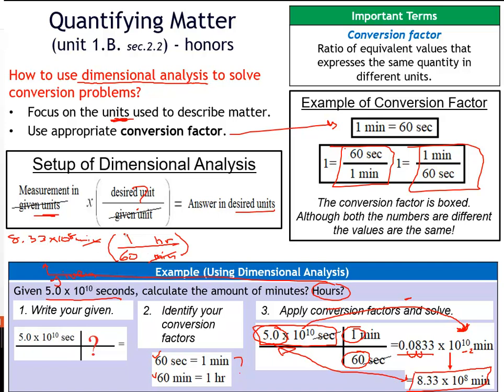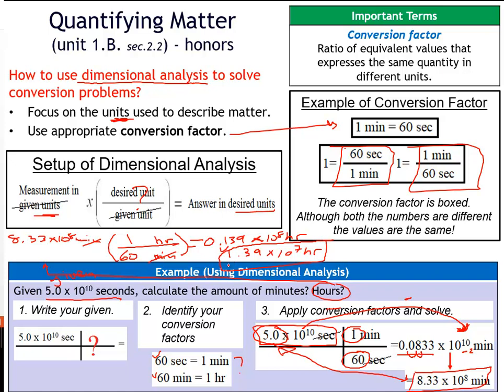And so now what I'm doing is I'm going to multiply across and divide by the bottom. So if I get my calculator, I'm going to get 8.33 times 1 divided by 60, which will get me 0.139 rounding, and then times 10 to the 8, because I haven't touched it yet, right? So hours. Now I move the decimal over to the right. It becomes 1.39 times 10 to the 7 hours. And there is my answer for hours.